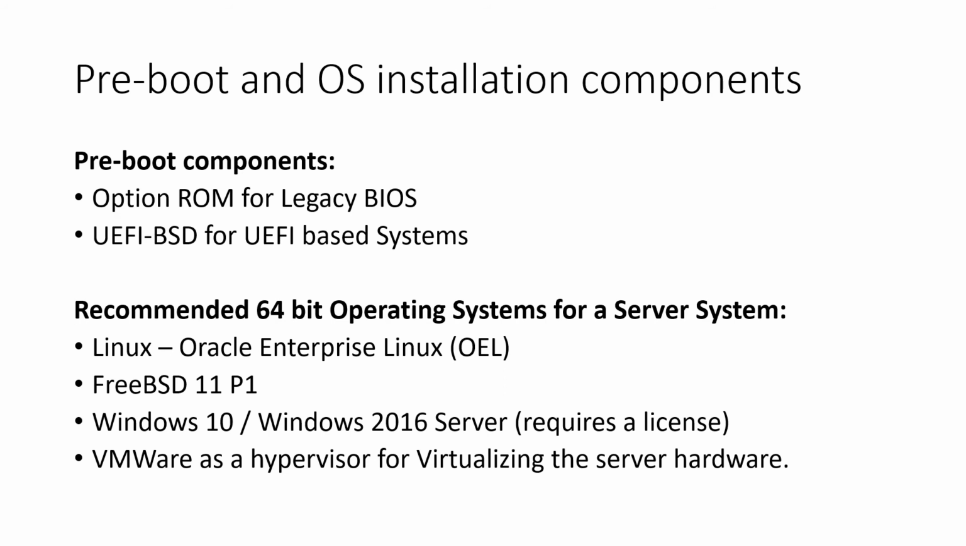Recommended 64-bit operating systems for a server system are Linux, Oracle Enterprise Linux, OEL, FreeBSD 11p1, Microsoft Windows 10 64-bit or Windows 2016 Server 64-bit. This requires a license key to activate a copy of your OS for full feature support. VMware as a hypervisor for virtualizing the server hardware.